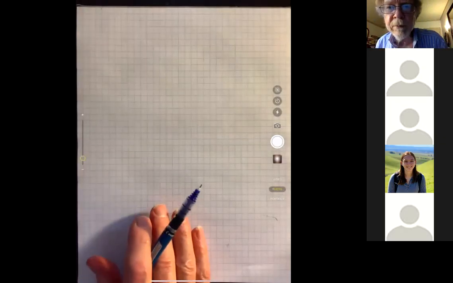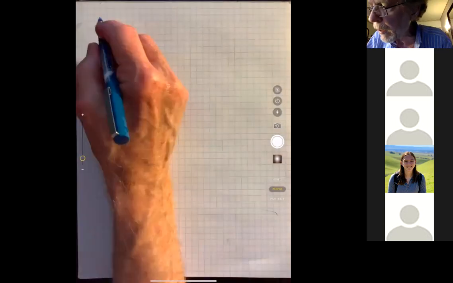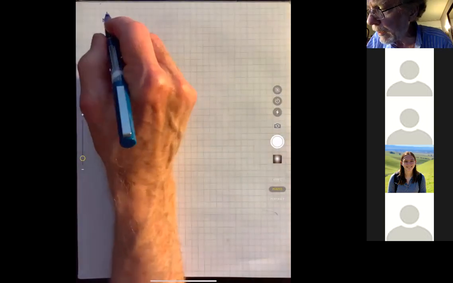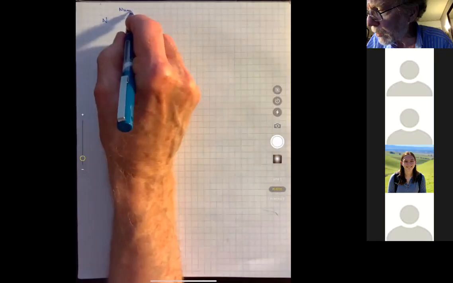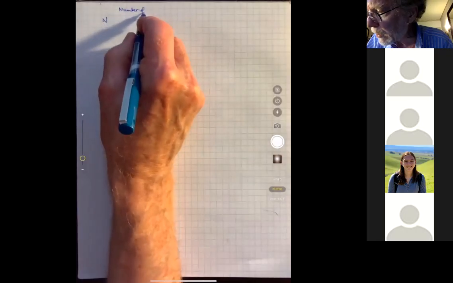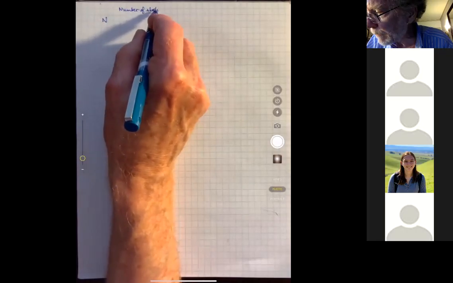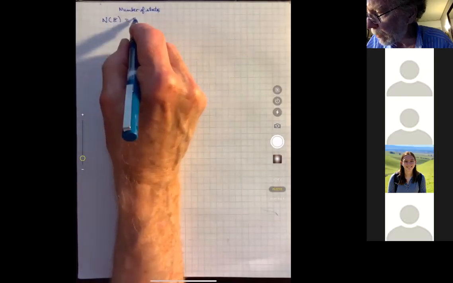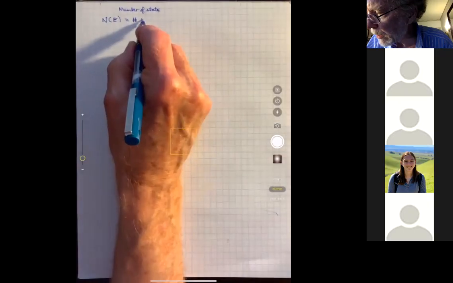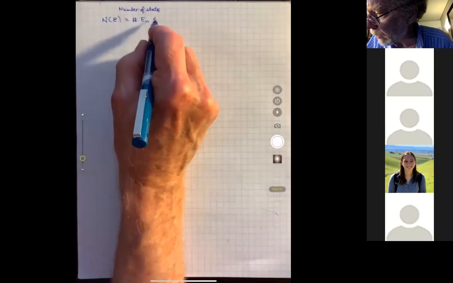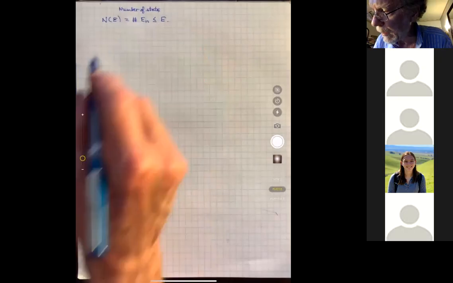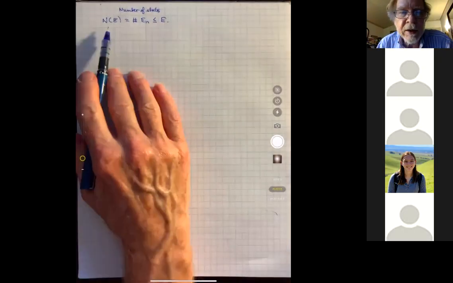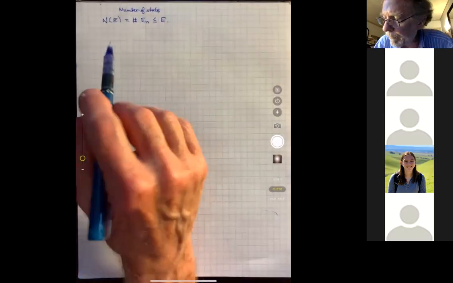To begin with, let me introduce what I call the number of states. I'll call it N here. What's called the number of states is a function of energy, N of E. And it's simply defined as the number of energy eigenvalues E sub n which are less than or equal to the given energy E. It's just the count of energy eigenstates that lie below a given energy E.